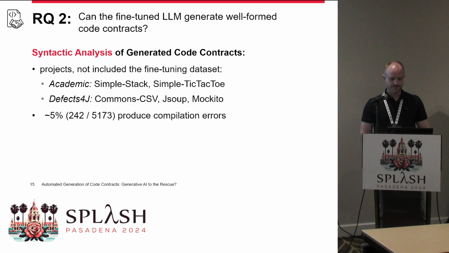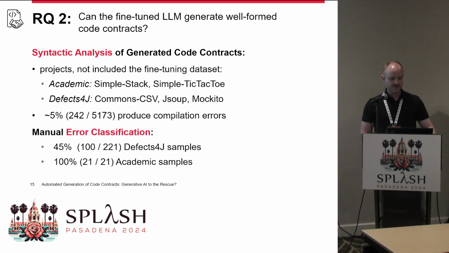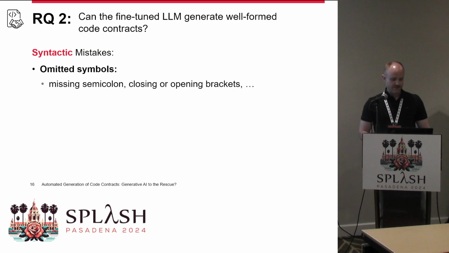So now the next question is, what is the problem here with these compilation errors? And therefore we did a manual error classification for all of the errors in the academic sample and for half of the errors in the Defects4J sample. So the first things that we saw were very simple mistakes, like that the model just omits some kind of semicolons or closing brackets in the end. Maybe something that can also be fixed easily.